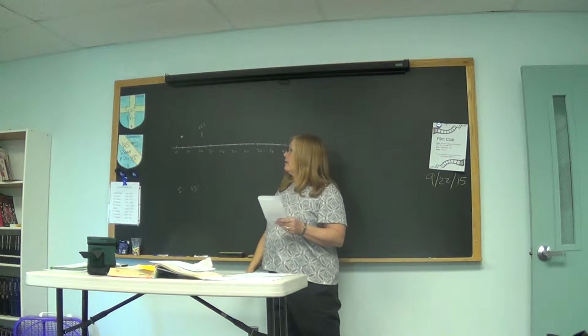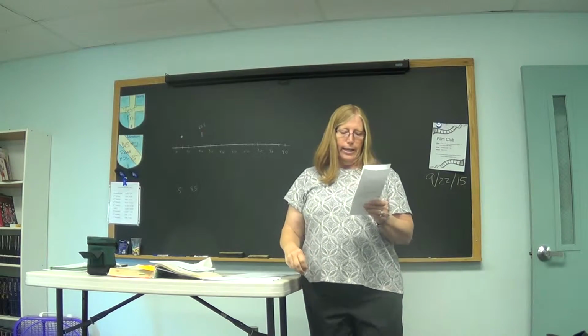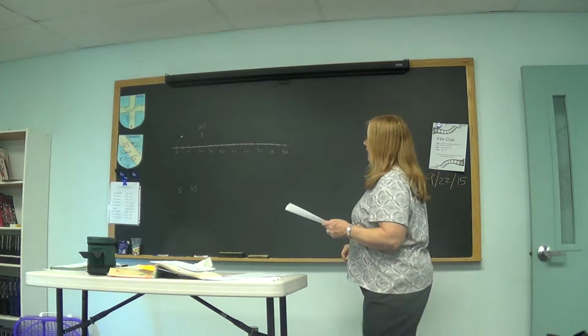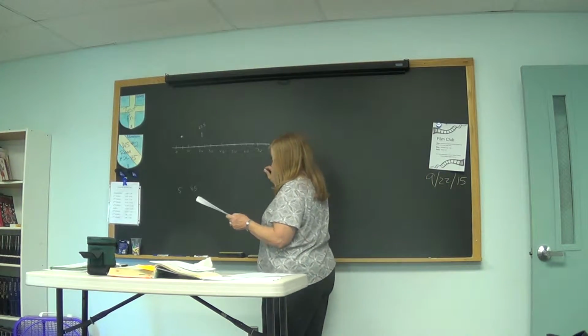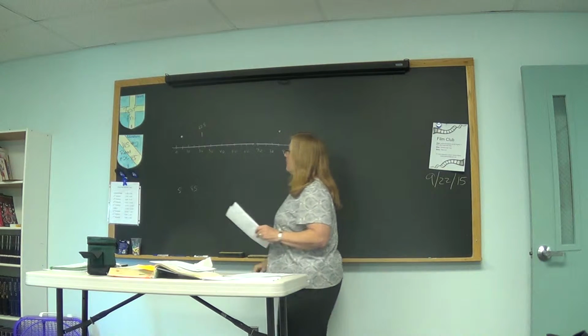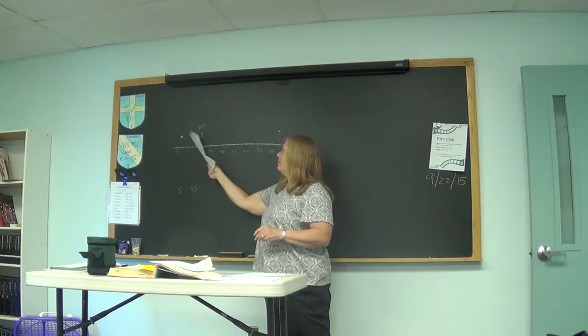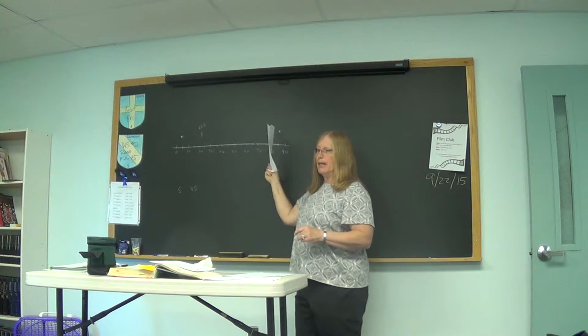All right, now, let me put the max in. Max was 85, so that's a dot. So what we've got now is a 3-number summary. We have the minimum, the median, and the maximum.